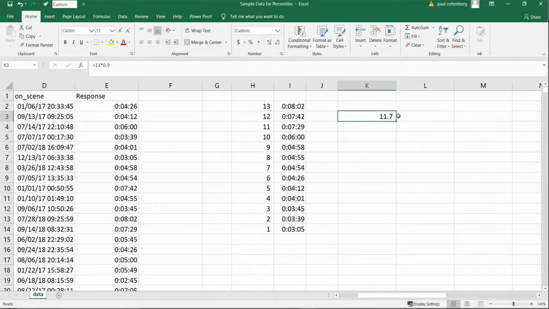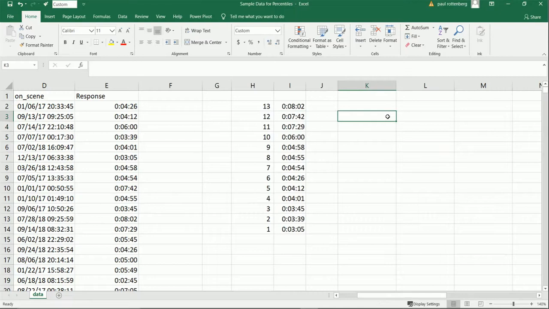Well, there is no rank order 11.7, is there? There's rank order 12 and there's rank order 11. Well, it turns out that there actually is a rank order 11.7. And it happens to be 70% of the distance between the value associated with rank order 11 and the value associated with rank order 12. So it's 70% of that distance.